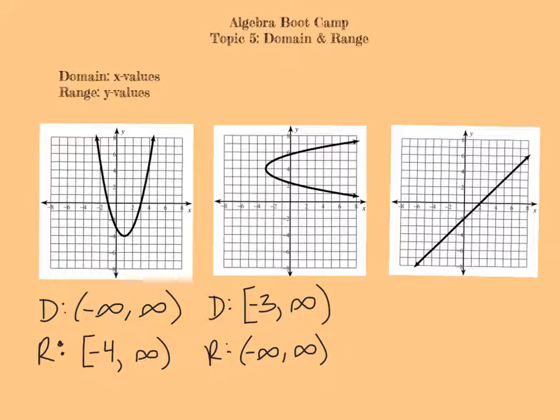All right, our last one is a line. It's a linear function. Anytime we have a line, unless it's horizontal or vertical, so if we have any sort of oblique line like this.